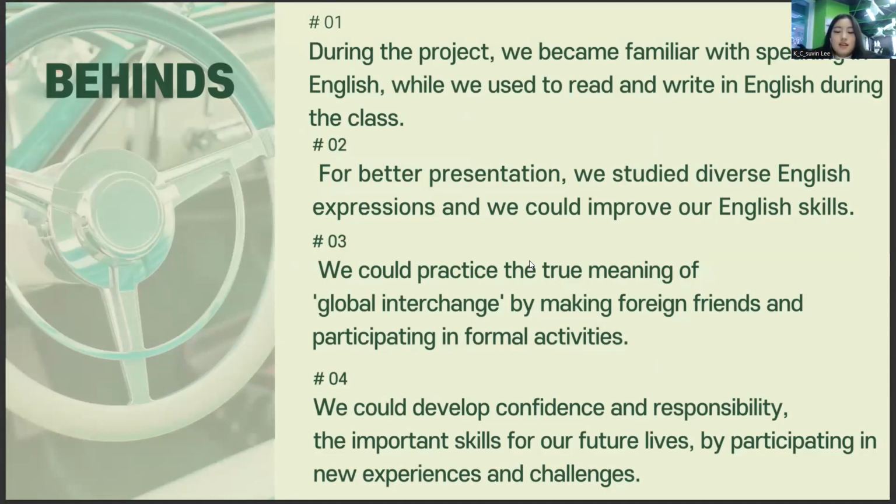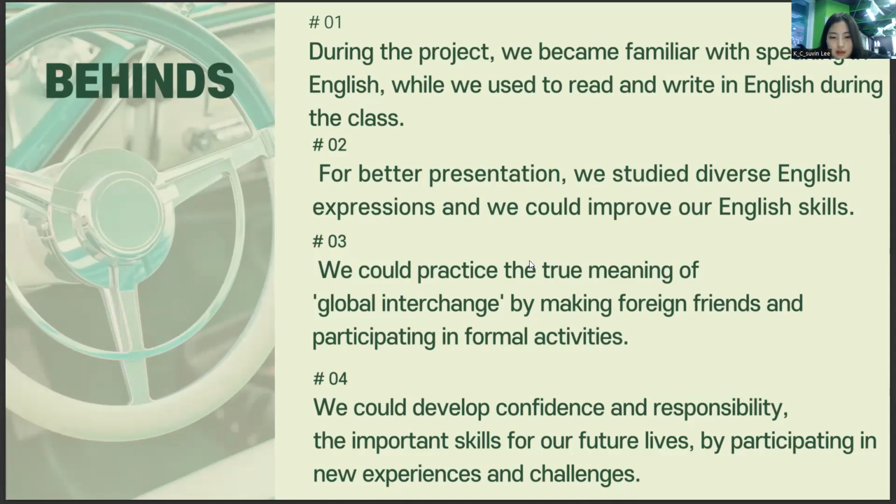The last thing I want to talk about is what we gained and felt in the course of the Israel International Exchange Project. First, during the project, we became familiar with speaking in English, while we used to only read or write in English during class. Second, for better presentation, we studied diverse English expressions and we could improve our English skills.